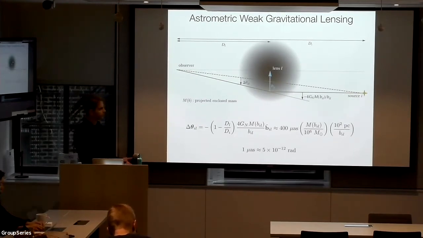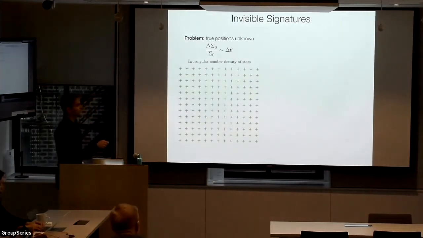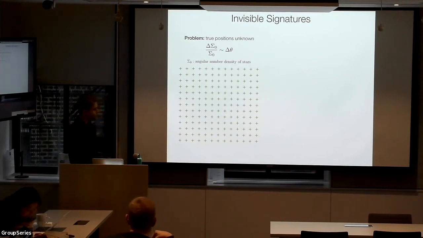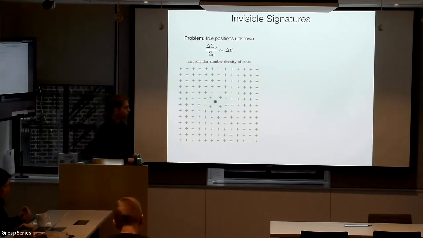So you may ask, why haven't we seen this yet, if it's bigger than even the light centroid uncertainty for a single star? The basic problem is that the true positions of the stars are unknown. If they were in an exact rectangular grid, which they're not, and you put a lens there, we claim that, of course, you can see this deflection if it's bigger than your uncertainties.